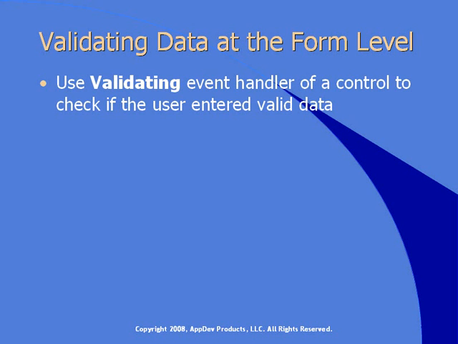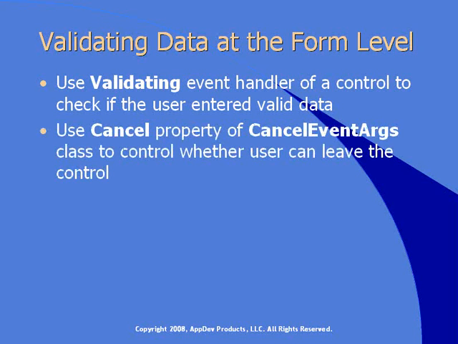You can validate data at the form level. So you can use the validating event handler of a control to see if the user has entered valid data. So you might have a rule that says no product price can be less than 0. So in the validating event handler of that price text box, you could check right there and then if the user has entered a price less than 0. If they have, you can pop up a message box and then use the cancel property of the cancel event args class to not let the user leave the text box until they've entered valid data.